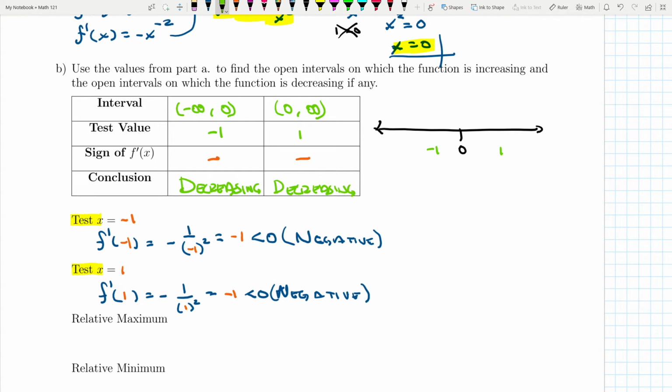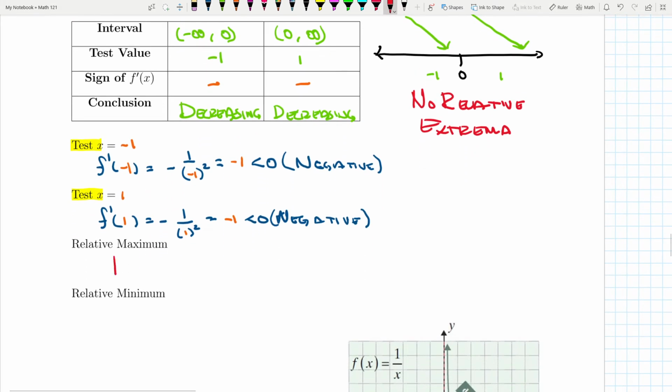That is, the graph is going to go from negative, again from negative. All right, for this reason, no relative extrema. No relative extrema for this one. There is no maximum, there is no minimum. So N/A, not applicable.